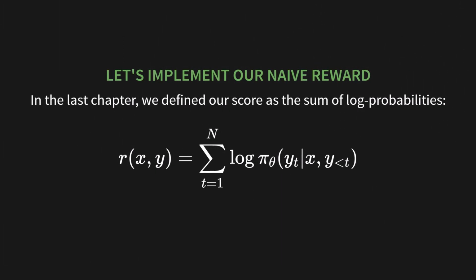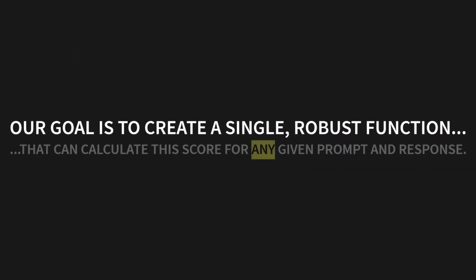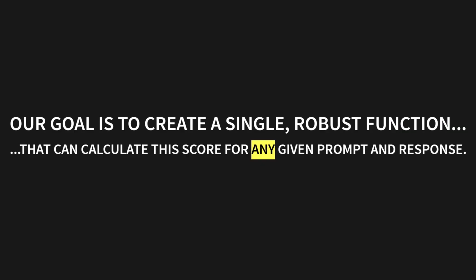All right, let's get our hands dirty. In the last chapter, we defined our score as the sum of log probabilities. You can see the formula right here on the slide. The theory is solid. The logic seems perfect. Now, let's do what real engineers do. Let's translate that math into working PyTorch code. Our goal is to create a single robust function, a function that can calculate this score for any given prompt and response. That's the mission.